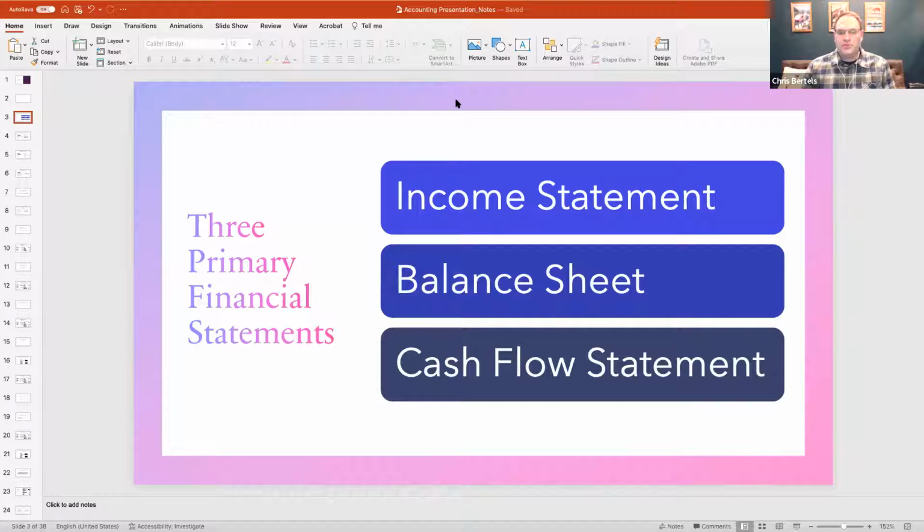There are three primary financial statements. They're the income statement, the balance sheet, and the cash flow statement. And in the next couple of slides, we're going to go into a little bit more detail as far as what the income statement entails, the balance sheet, and then the cash flow.